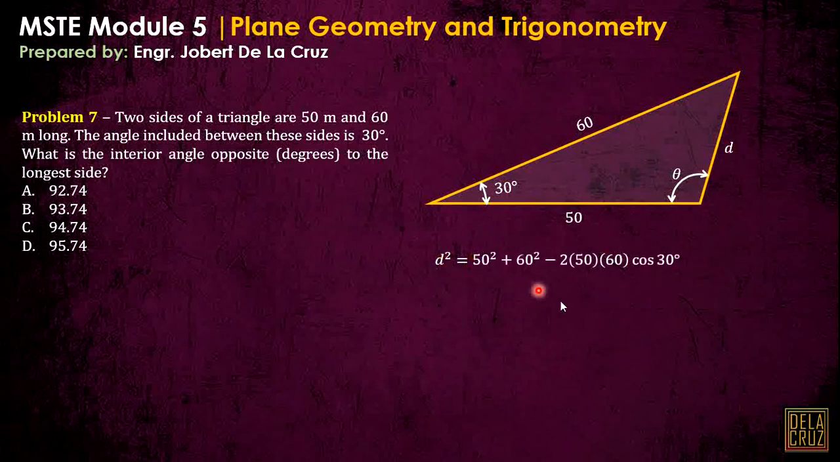Using cosine law, okay, I hope you can follow na this one. Then, our D is 30.064. That means, yung longest side natin is D. Yung hahanapin natin talaga is yung theta. Okay?